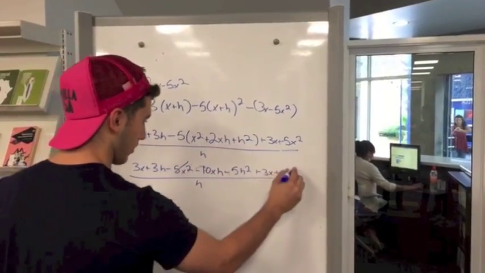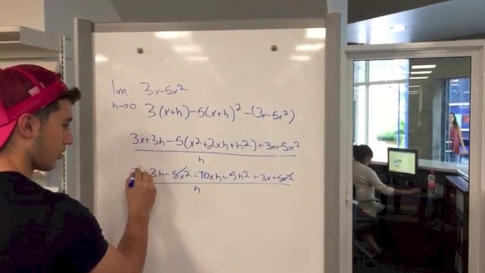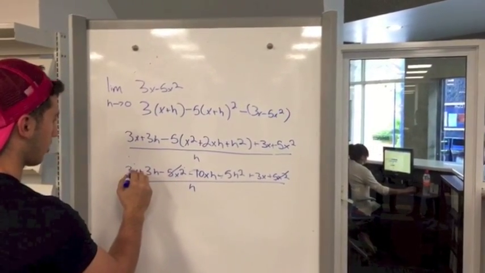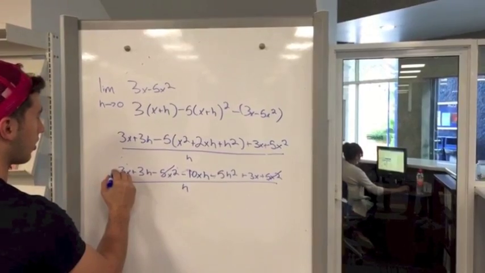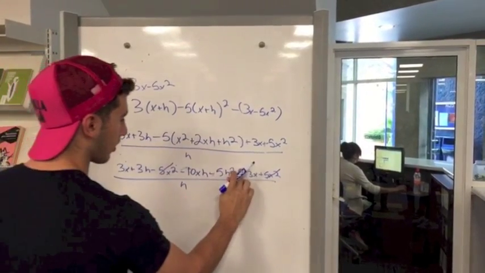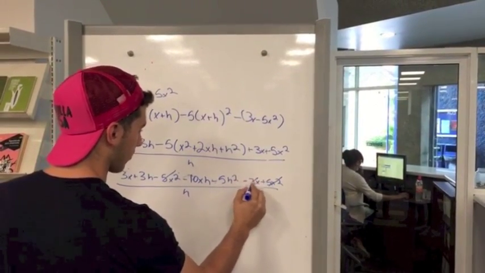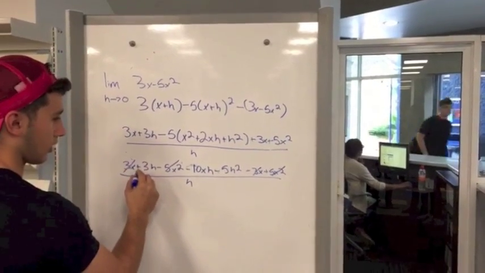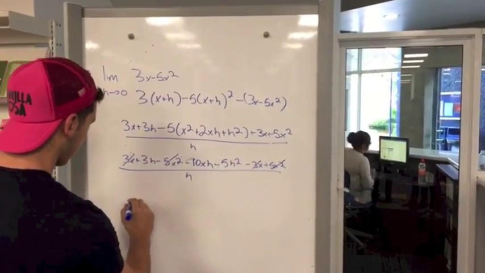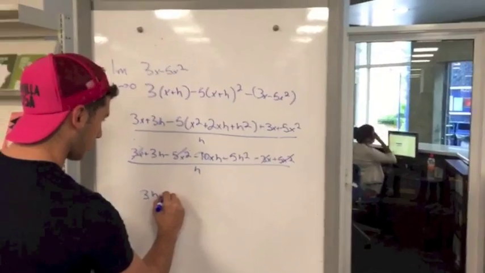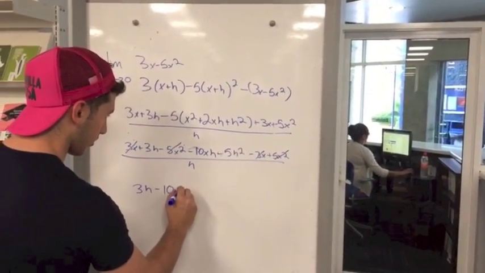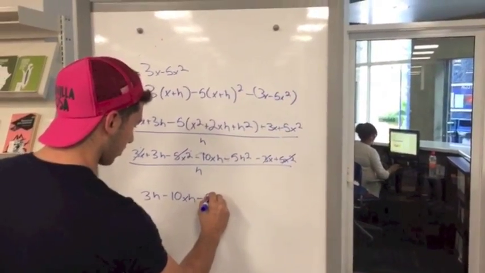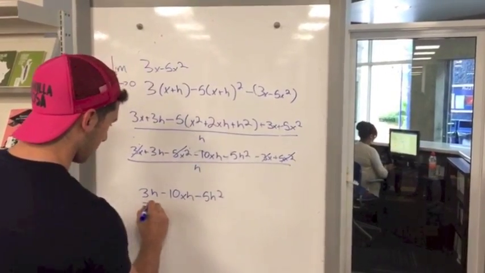So now we will continue. We have to cancel out everything that we can, so cancel out the 5x squared. We will also cancel out the 3's, which was supposed to be a negative, I'm sorry. And that will give us what is left, which will be 3h minus 10xh minus 5h squared all over h.